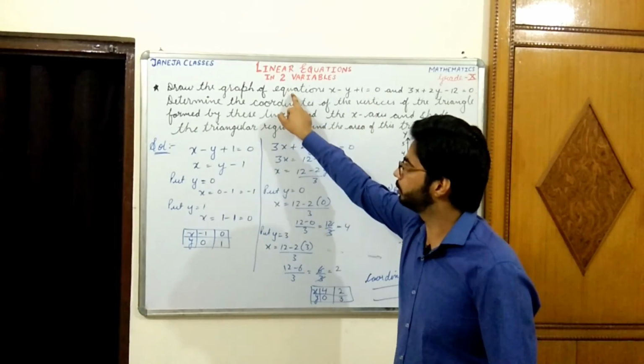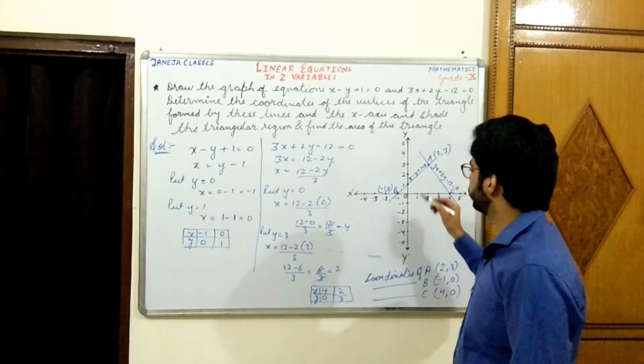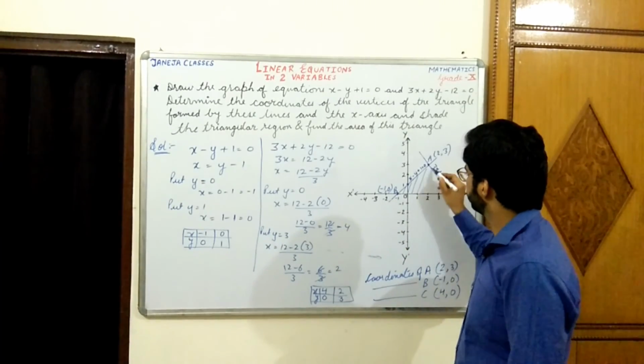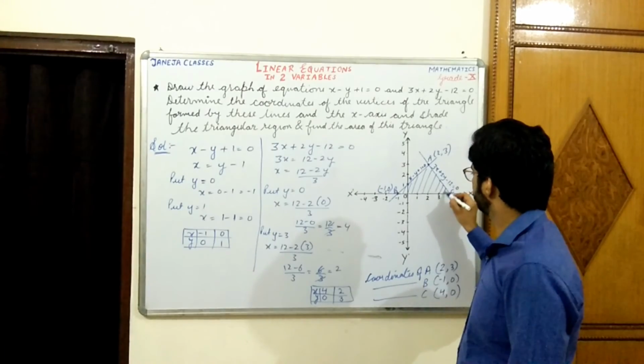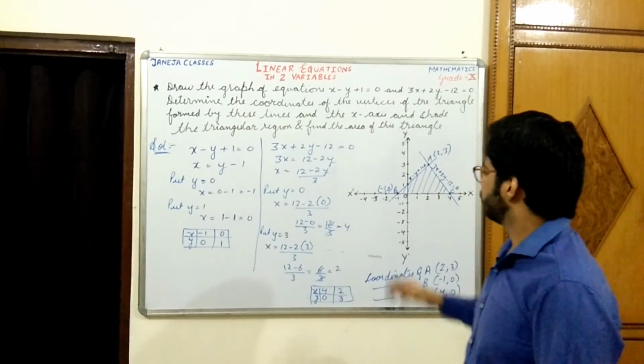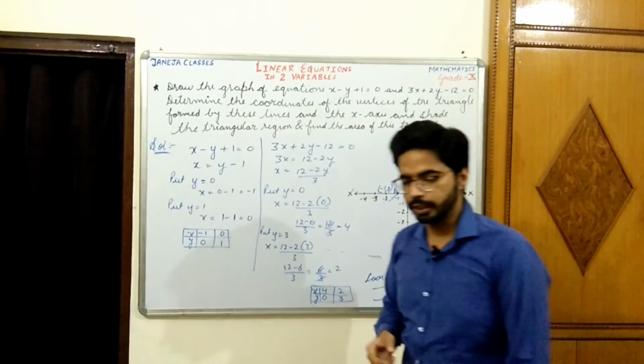This we have done. Now see, we have to shade the triangular region. So this triangular region we got, we can shade by lines like this, or you can put dots also, it's your choice, shading. Now find the area of the triangle.